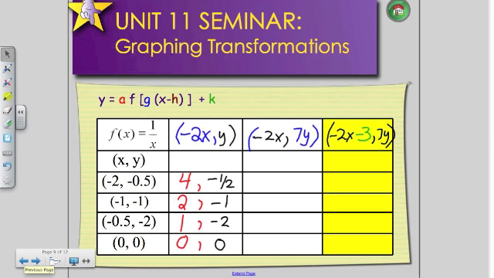When you apply your vertical stretch by 7, this time you're going to carry over the x-coordinates that you just figured out, and you're going to get new y-coordinates. So instead of -1/2, when you multiply that by 7, you're going to get -7/2. -1 times 7 is -7. -2 times 7 is -14. 0 times 7 is 0, and so on and so forth.